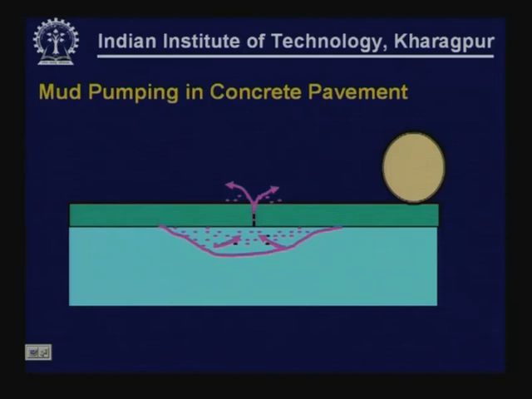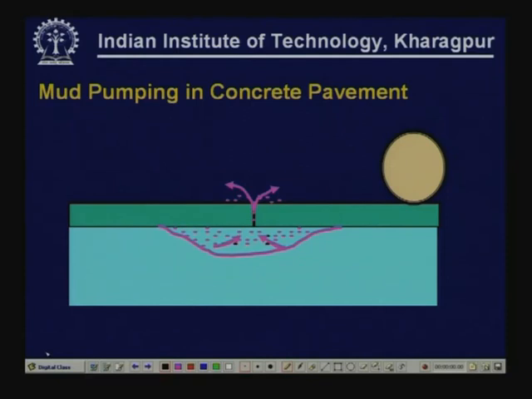Another main type of failure that is very common in concrete pavements, but very difficult to understand and model, is mud pumping. Mud pumping is a phenomenon due to which, if there is a fine grained material below the slab, as the wheel passes over this and the slab at the joint deflects, it pumps out the fines from below, especially when it is in a saturated condition.